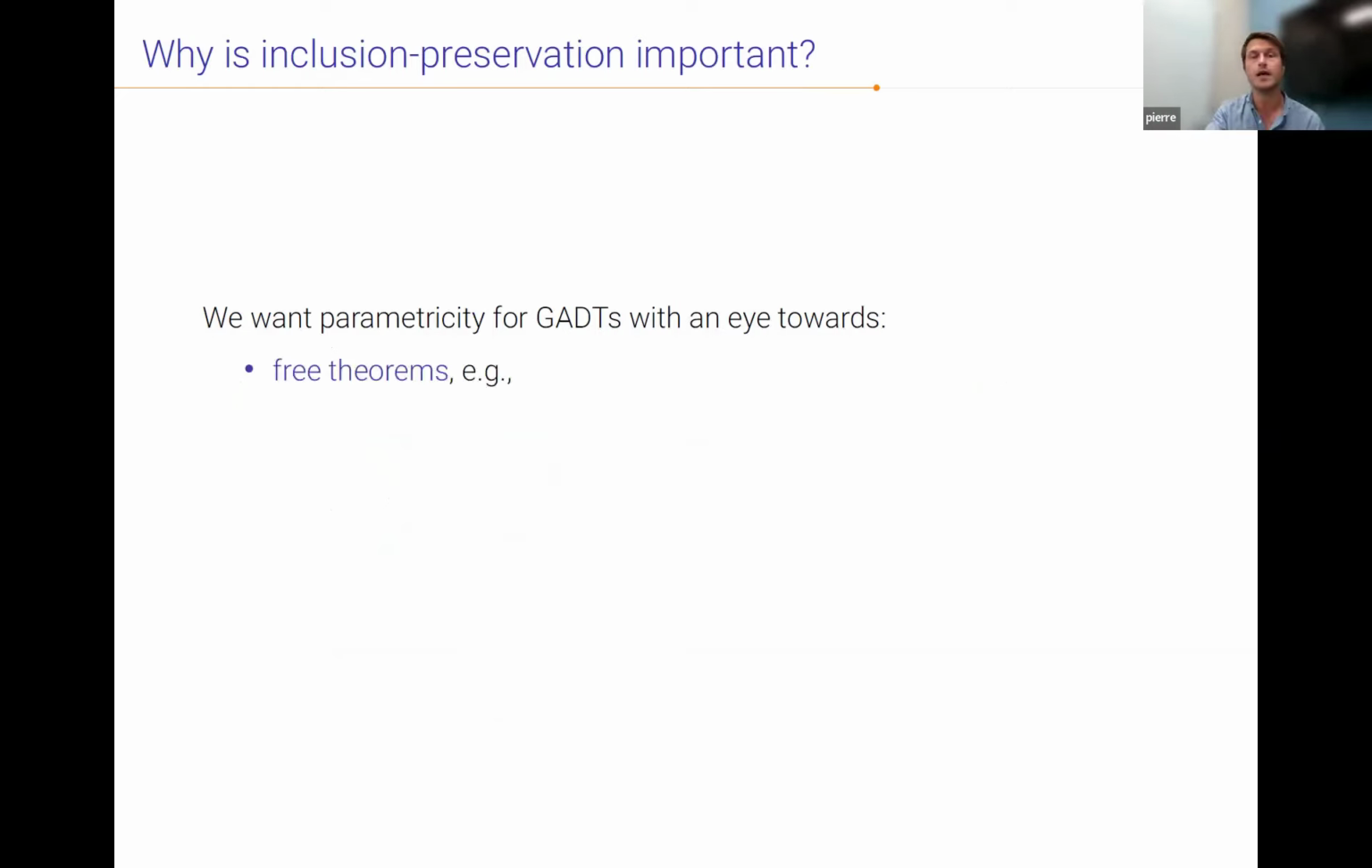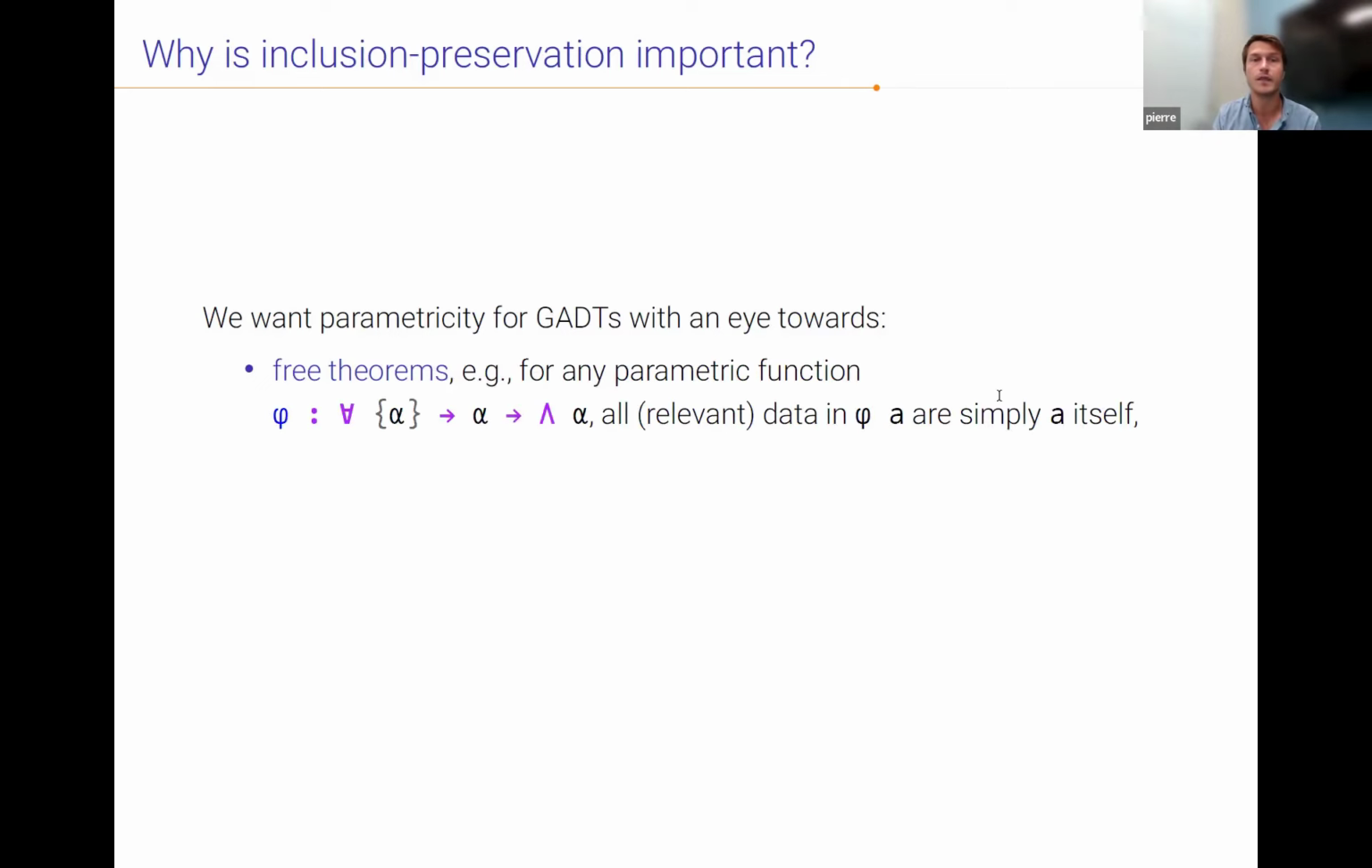three theorems. So the very well-known free theorems that were recalled in the previous talk, about the identity function, for example. So any function of type ∀α. α → α must be the polymorphic identity. Here, in the presence of data types, it would be something like that. If I have a function which is of type ∀α. α → λ α, then everything that I can produce in φ A must be A itself.